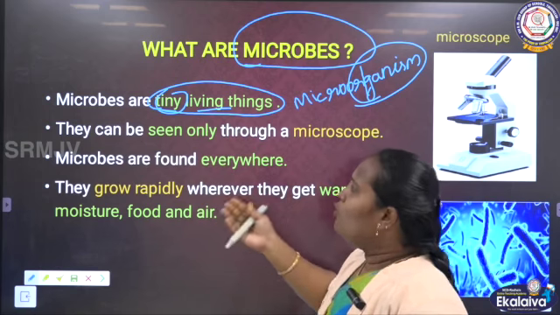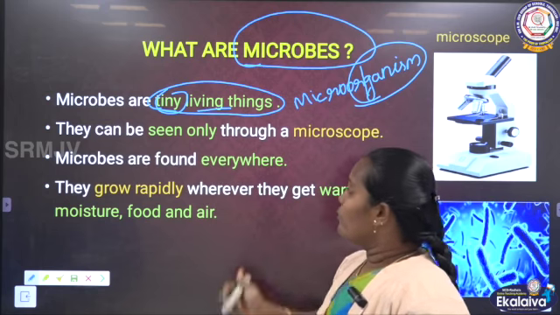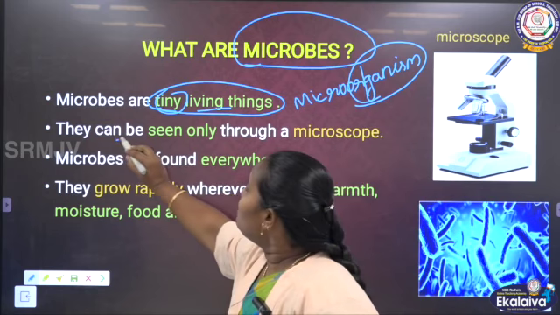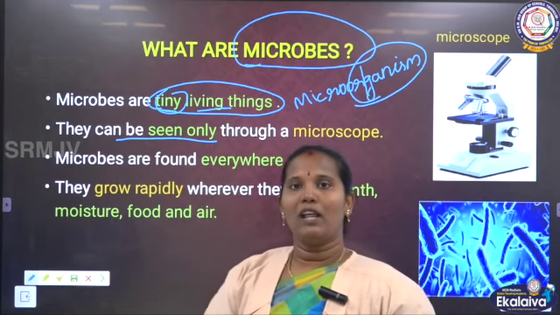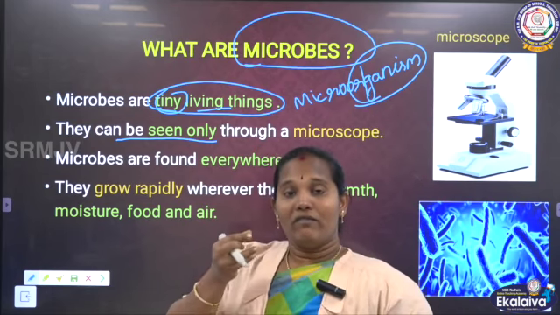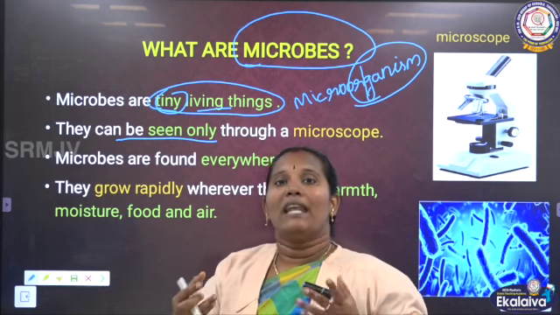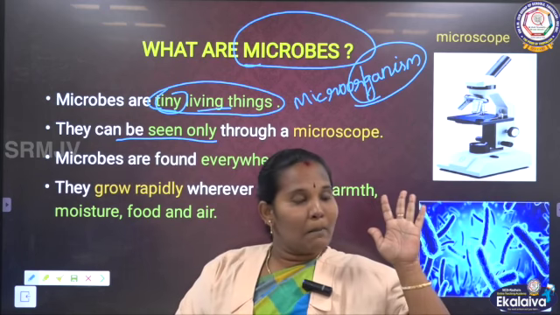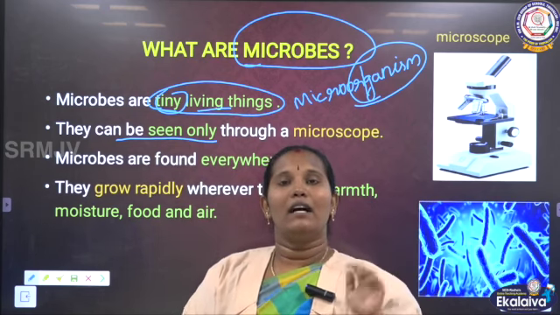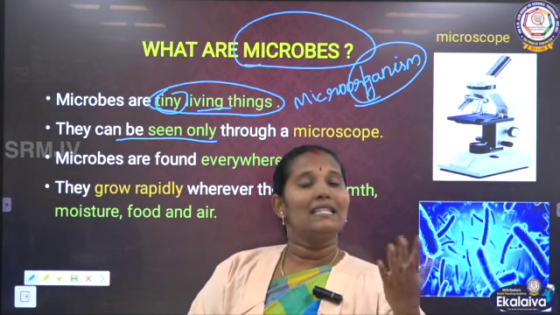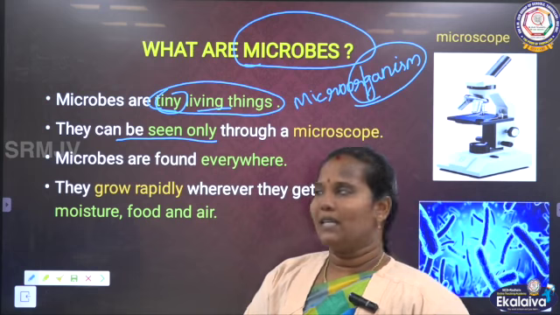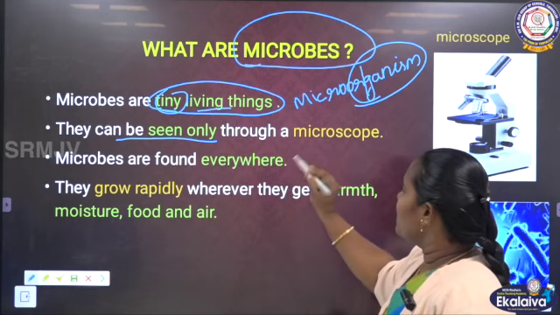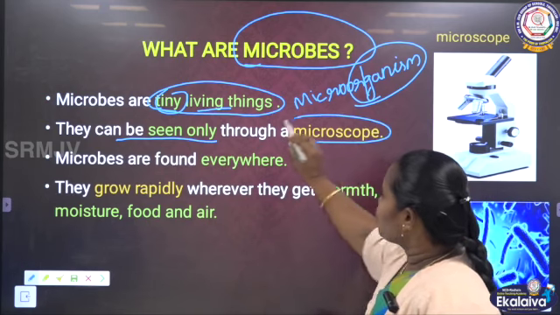How tiny are they? They are so tiny that they can be seen only through a microscope. We cannot see them with our naked eye. Even some microbes are there on our hand, but we cannot see them with our naked eye. Then how can we see these microbes? We can see them through a microscope.